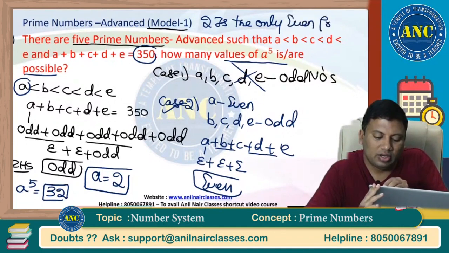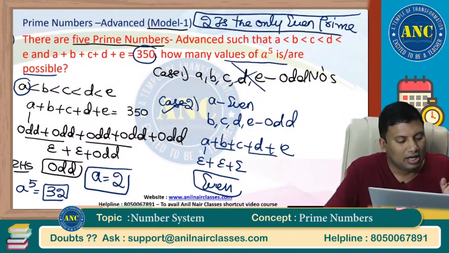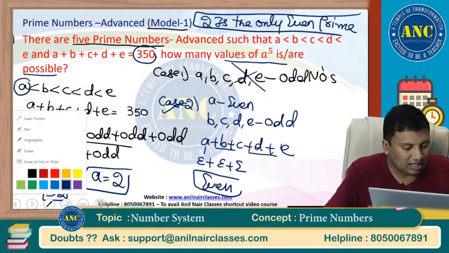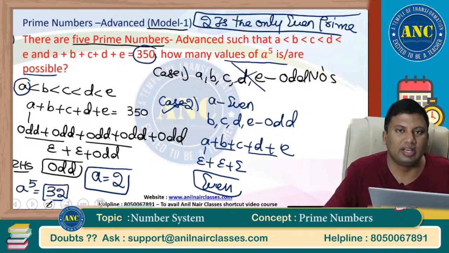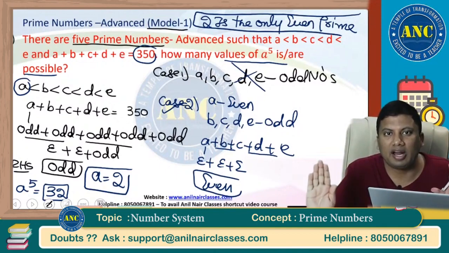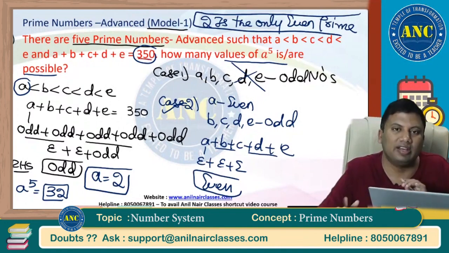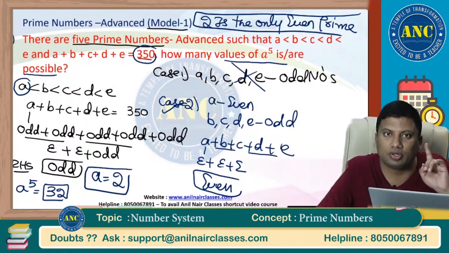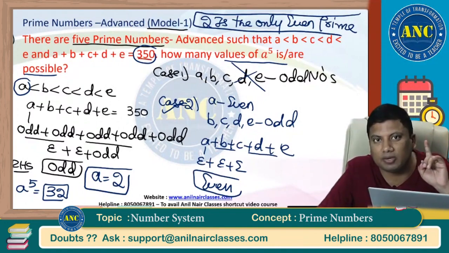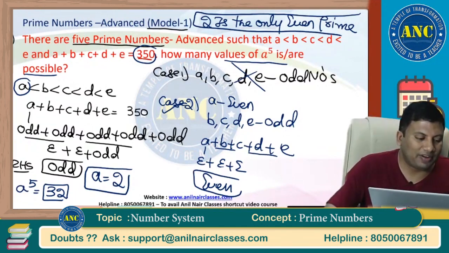2 is the only even prime. How to use this concept in finding the value of a variable? A plus B plus C plus D plus E is 350. Now if you see here, all of them are odd numbers, and the answer I will get is odd. But in the question 350 is an even number. One of them has to be even. What is the smallest prime number and even? 2. The answer is 2 power 5, 32.